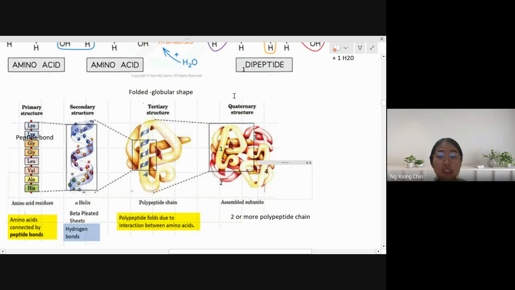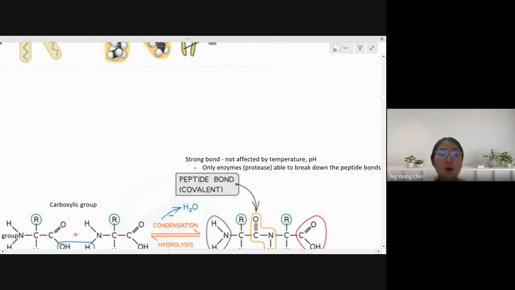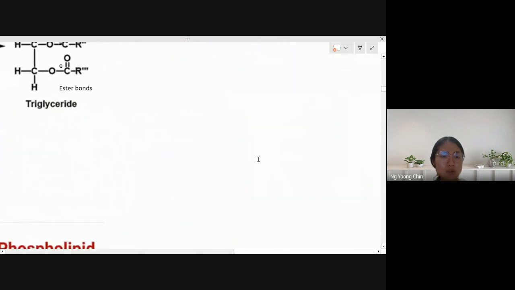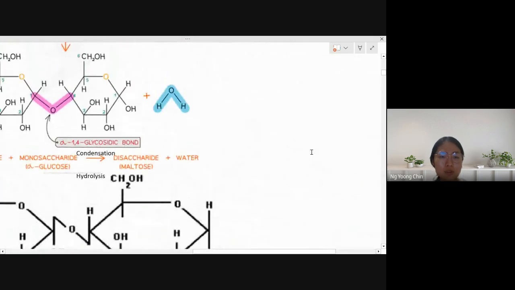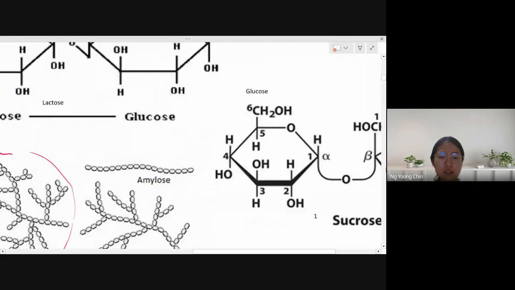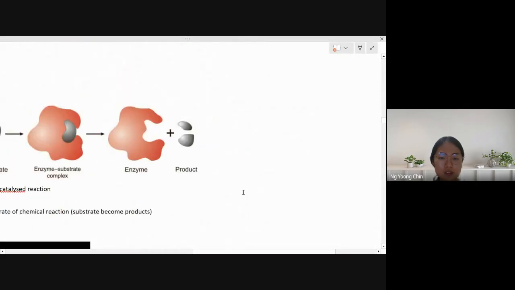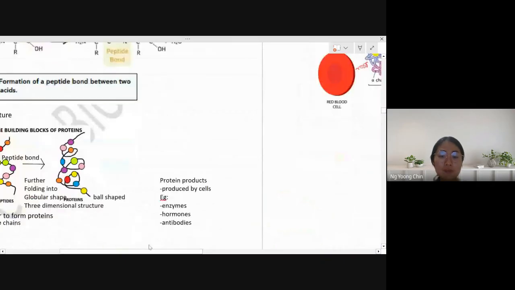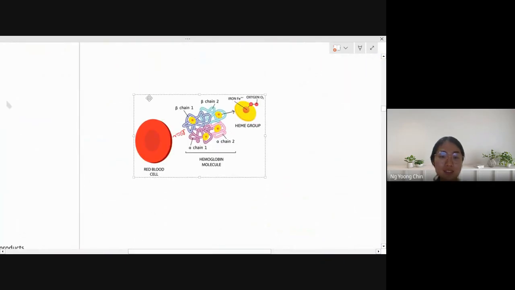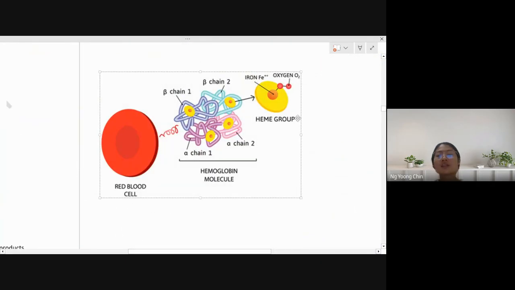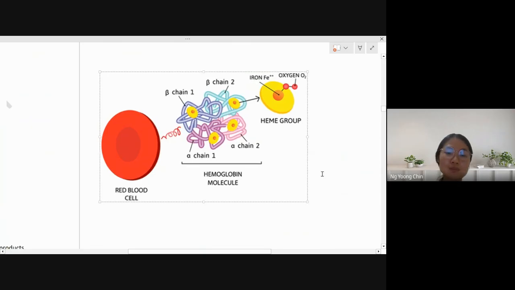An example of quaternary structure you can study is hemoglobin. Okay, let me show the structure of hemoglobin, a component of our red blood cell. Do I show it in this picture? Let me check. I think I didn't show it. Okay, it's here. Sorry. I do include this picture in the chapter 4 graphic document.